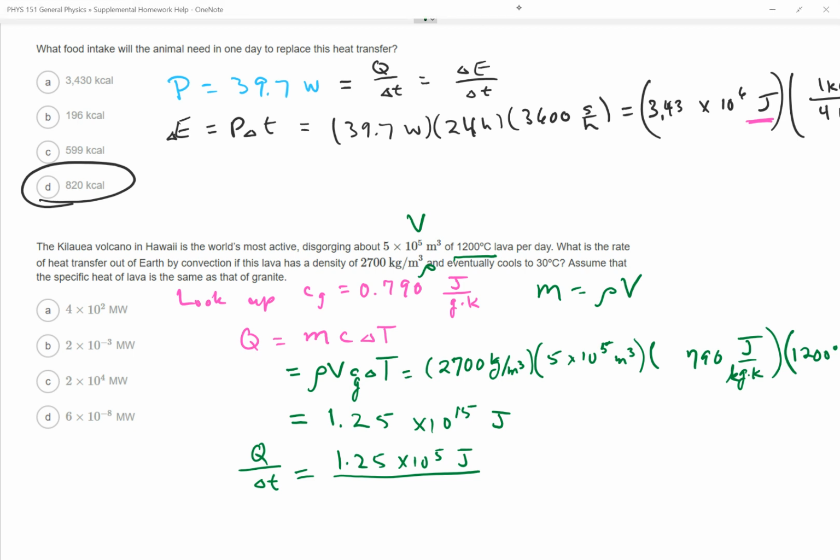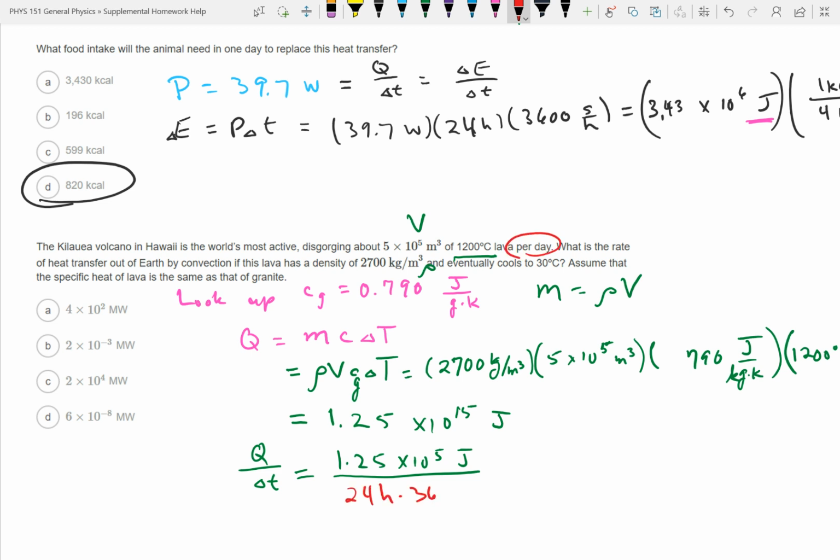Let's see. 1 day. Per day, yeah. Okay. So we have to divide it by the 24 hours times the 3600 seconds per hour. And make sure the 3600 is on bottom when you do your calculation. 1.44 times 10 to the 10th. And that's watts. Equals 1.44 times 10 to the 4th megawatts.